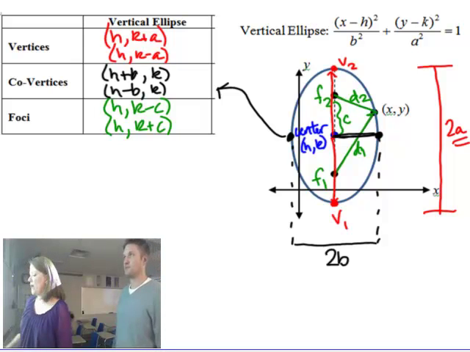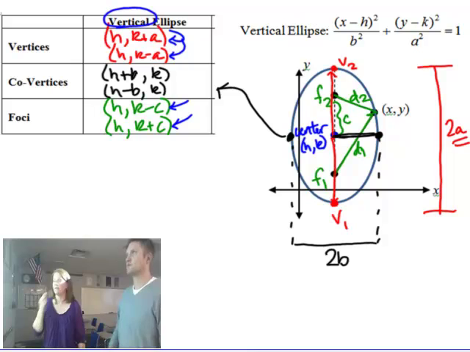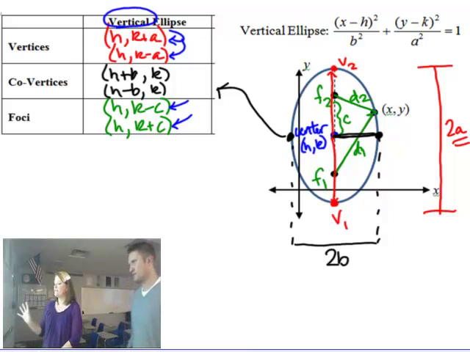Okay, so this is weird, and it's like, what's changing? Well, in a vertical ellipse, the vertical coordinates change on a vertex, and the vertical coordinates change on a focus, on the foci, both of them. And the co-vertices are just the opposite direction. There it is. All right, so that's our vertical ellipse.